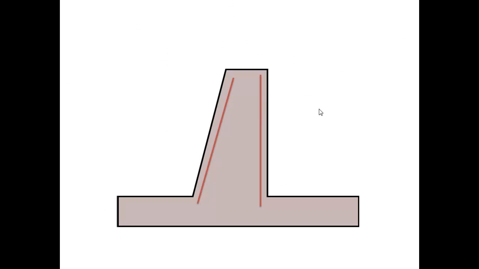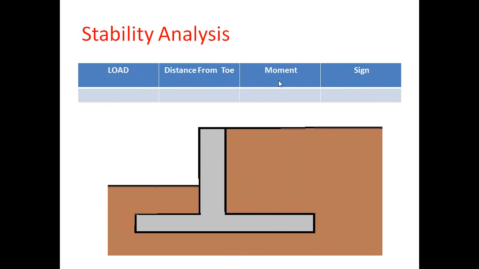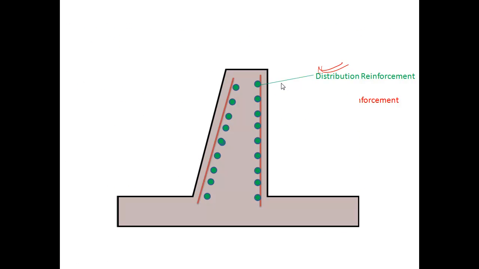This is the diagram of main reinforcement. Okay, main reinforcement. And with the main reinforcement, we have to give the distribution reinforcement. Here we are giving the minimum distribution reinforcement. What is the minimum? What is the area of the minimum distribution reinforcement?